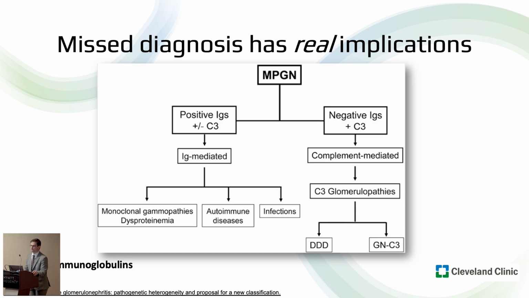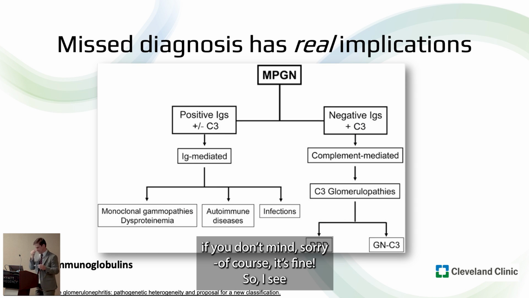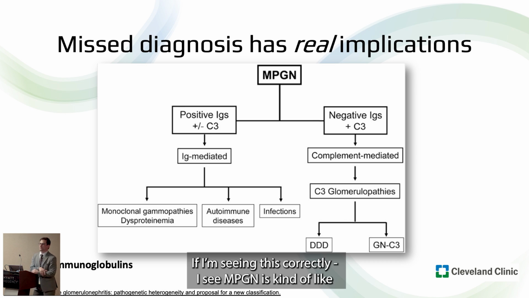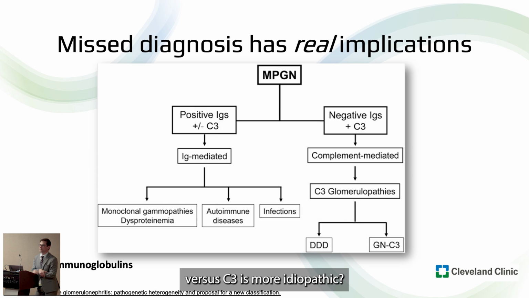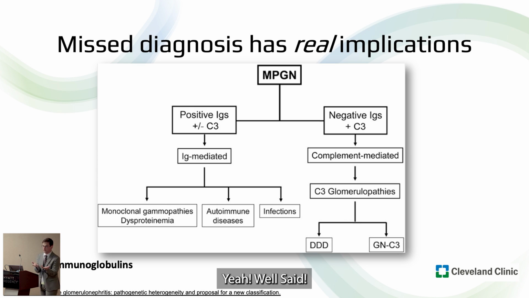So, Corey, or Dr. Cavanaugh, of course, fine, sorry. So I see, if I'm understanding this correctly, MPGN is kind of like secondary because you want to treat what's causing that, versus C3 is more idiopathic? Yeah, okay, well said. So with MPGN, there's a debate ongoing that there's always a cause of MPGN. Some people don't think there's idiopathic or just MPGN from what you were born with.